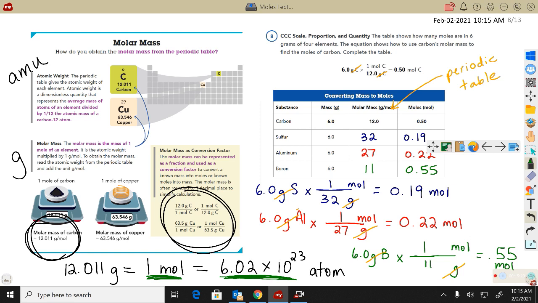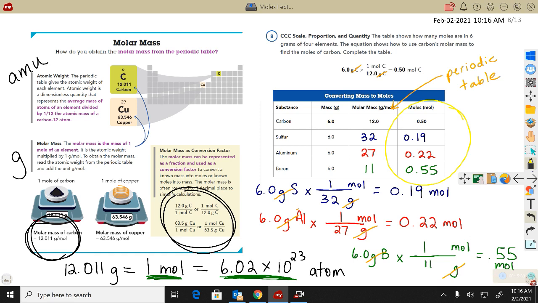Now, the other thing that's kind of interesting about the numbers that they gave us here was that we always had a 6-gram sample. We always had 6 grams. But it turned out to be different amounts of moles. And moles is a unit that's representing a quantity of particles. So like boron had the most moles, 0.55 moles. Well, that actually kind of makes sense because boron had the smallest mass. Like boron and carbon had the smallest masses, so they end up with the most particles, the greatest moles.